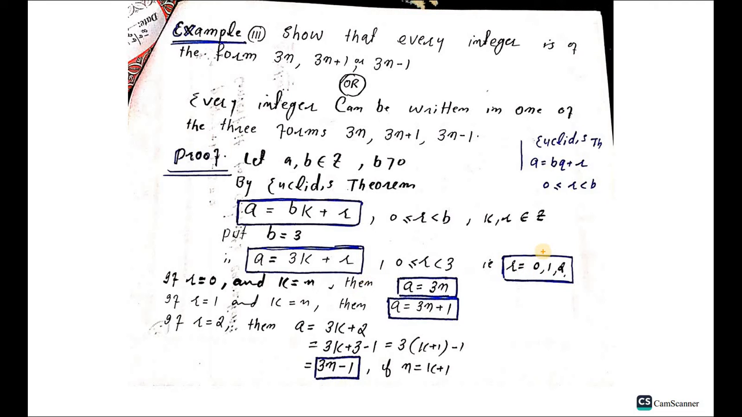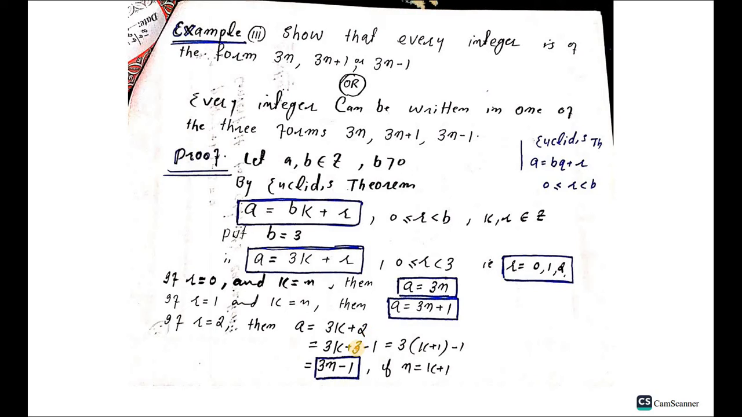Now putting the values 0, 1, 2 in this equation, moreover, since n is an integral variable, replace k by n. For r equal to 0 and k equal to n, the equation becomes a equals 3n. Now if r is 1 and k is n, then a equals 3n plus 1. Now if r is 2, then a equals 3k plus 2.